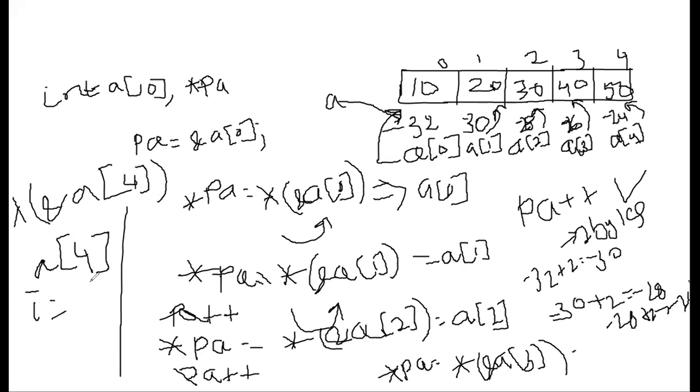Next, i is equal to 5. Automatically 5 is not less than 5, so the loop will be terminated. You already know about this logic in arrays.